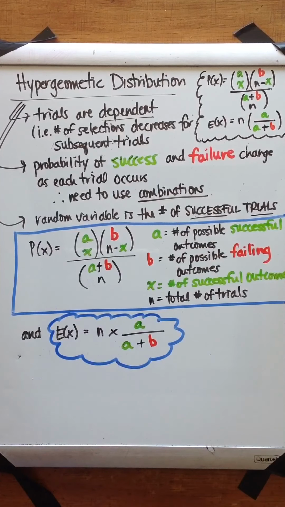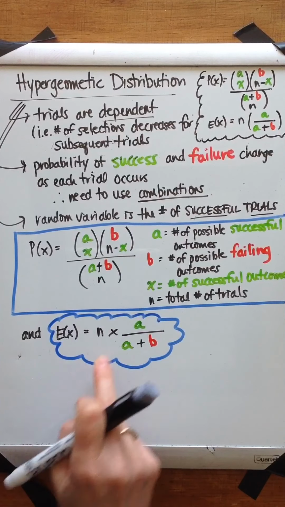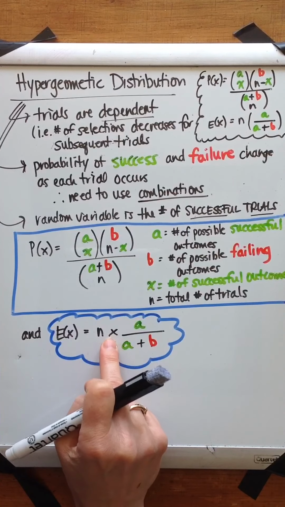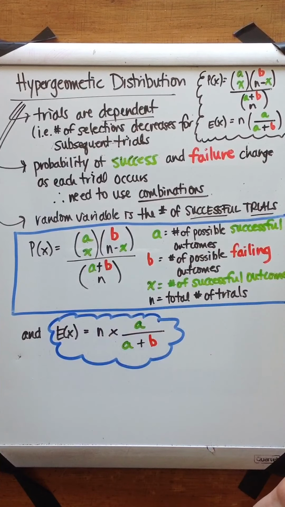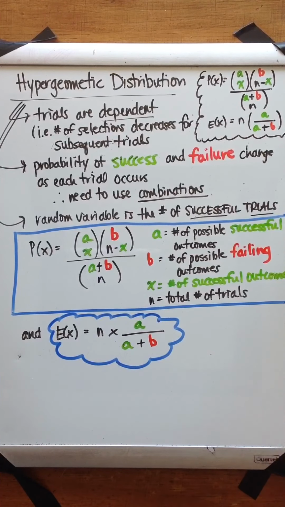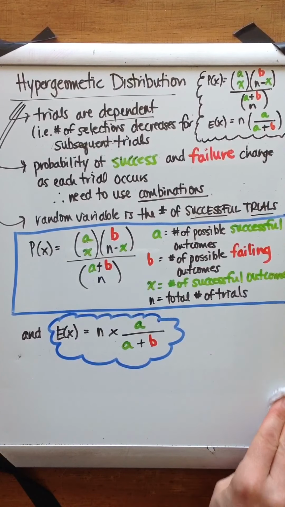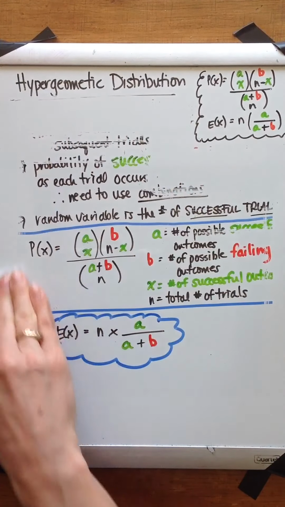Furthermore, we can also calculate the expected value for hypergeometric distributions using this formula, where n again is the number of trials. We multiply by the number of successes we have over the total possible outcomes, positive and negative, successful and failure-like. So, I think one of the best ways to get going on hypergeometric distributions is to go through some examples and show you how this equation works.